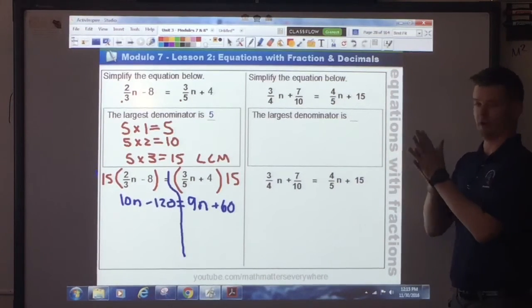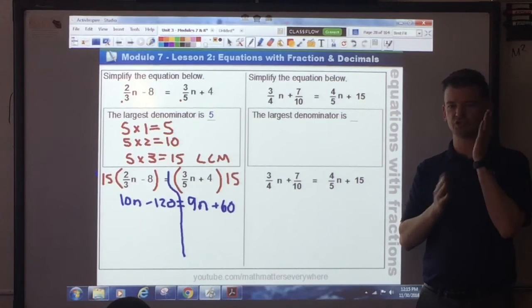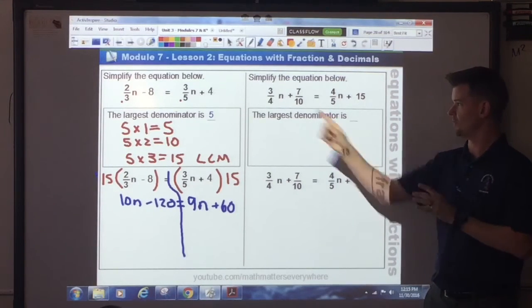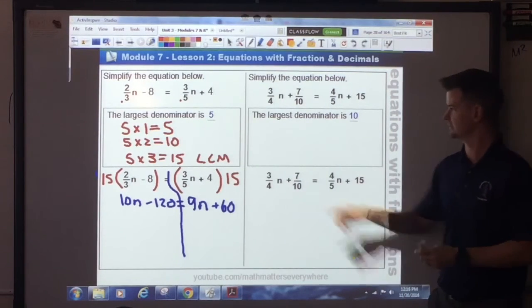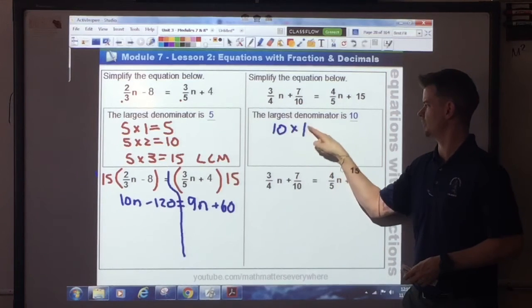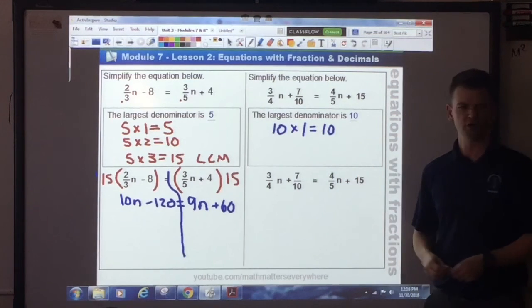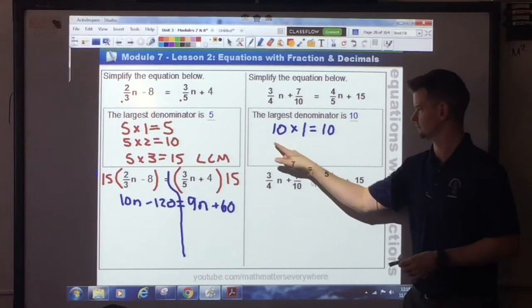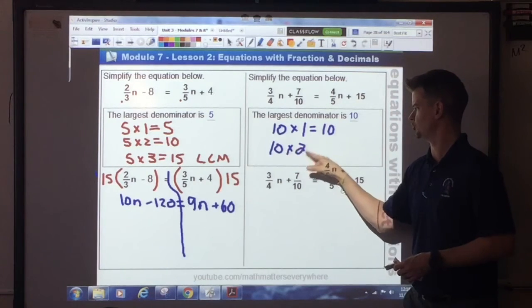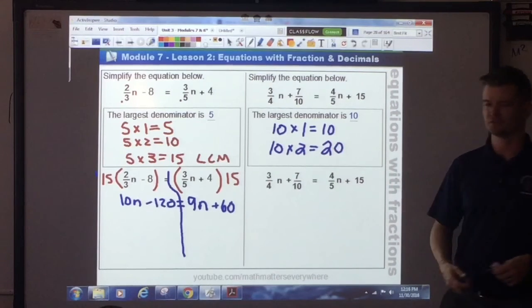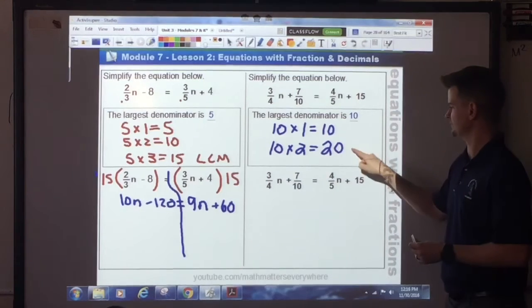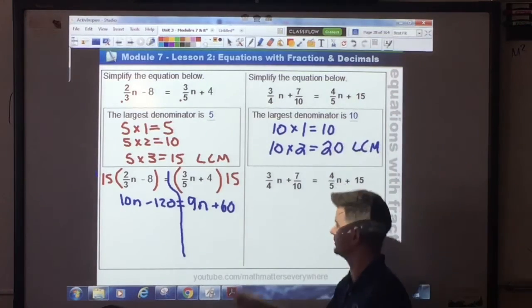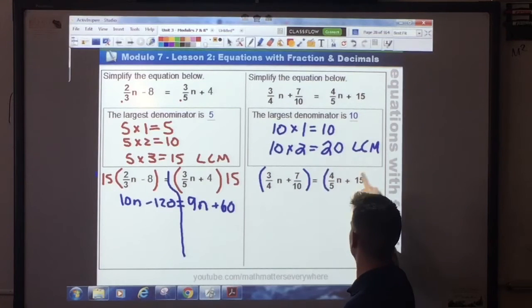Okay, one more. Now we have 3 denominators here. So let's go to Marcello. What's your largest denominator? 10. So we take the multiples of 10. 10 times 1 equals 10. Does 4 go into 10 evenly? No. So move on. 10 times 2 equals 20. Does 4 go into 20 evenly? Yes. What about 5? Yes. What about 10? Yes. Yes, so that is my LCM. And I'm going to multiply both sides by the LCM to get rid of all these ugly fractions.